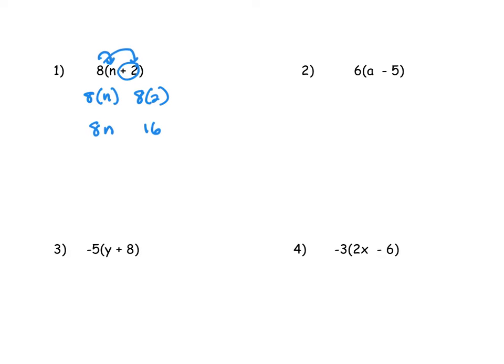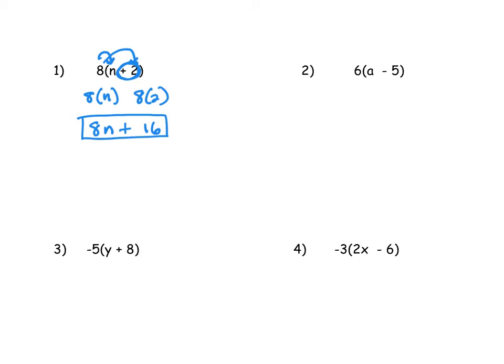All right, we should have an 8n as the first term and 16 as the second term. Noticing we're using our plus 2 as a positive 2. And now we want to put these two terms together as one expression. So since 16 is positive, we're going to write plus in between. So this is 8n plus 16.